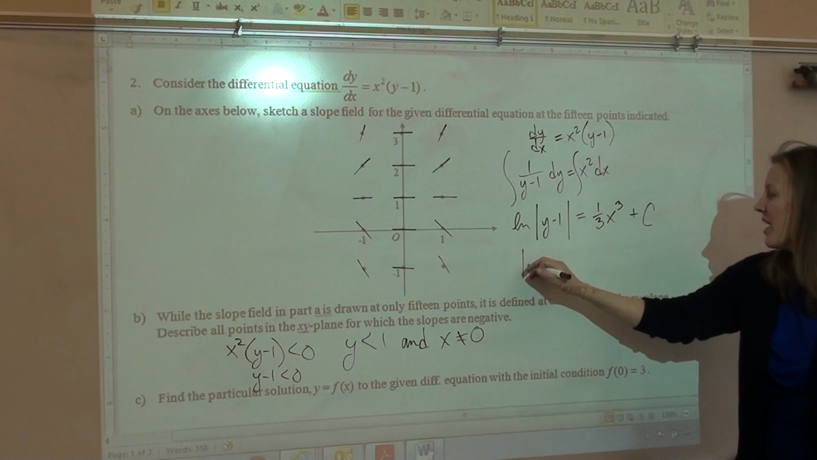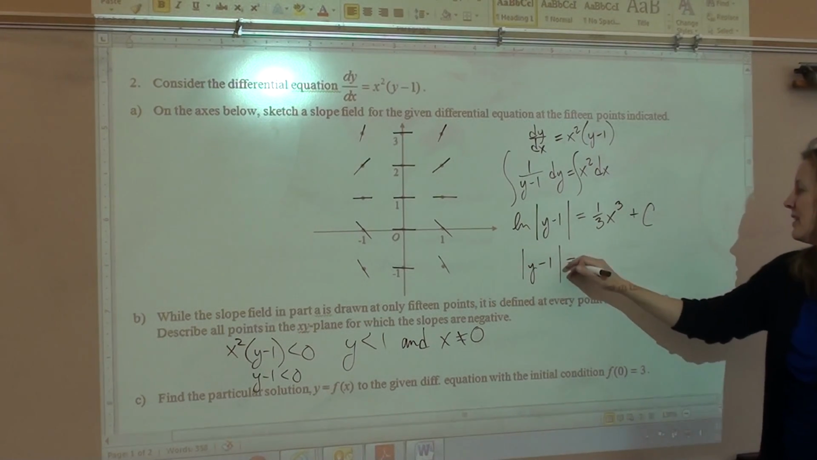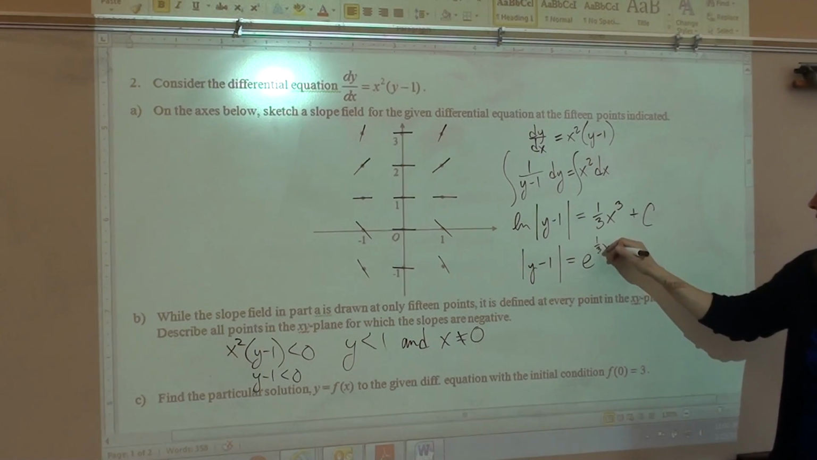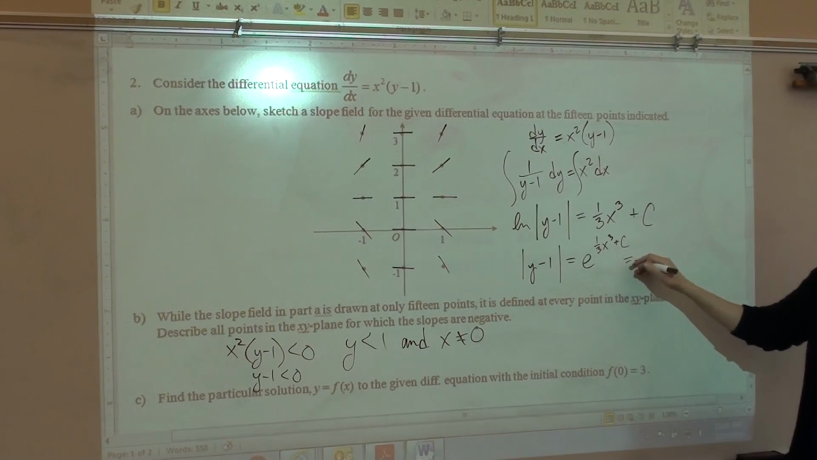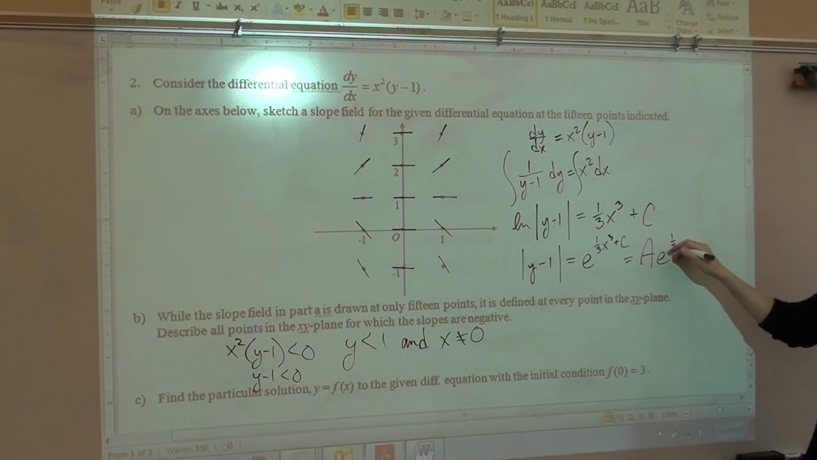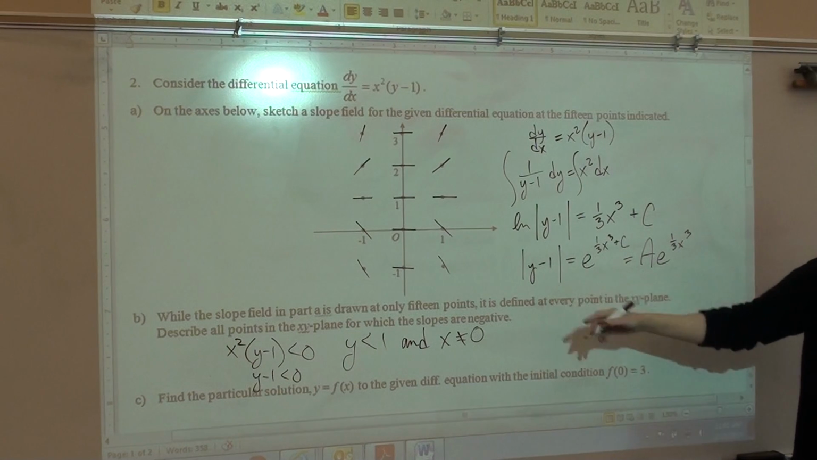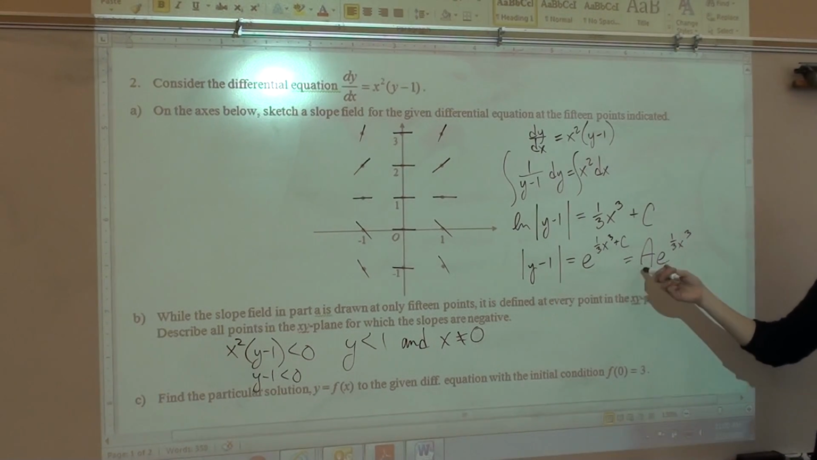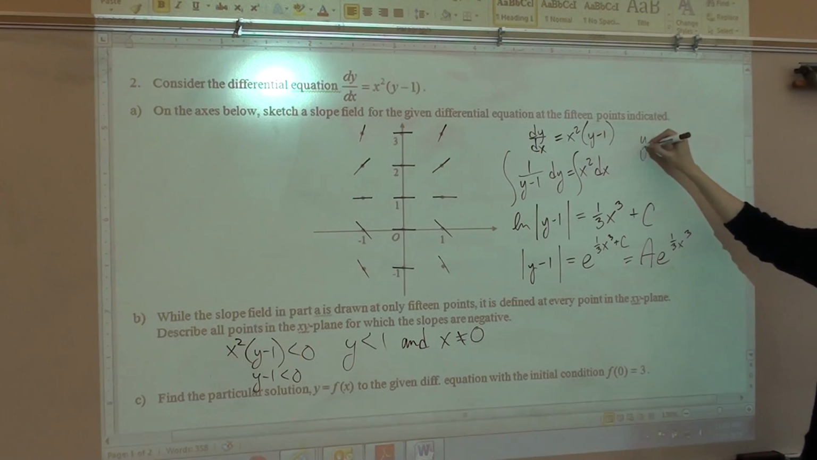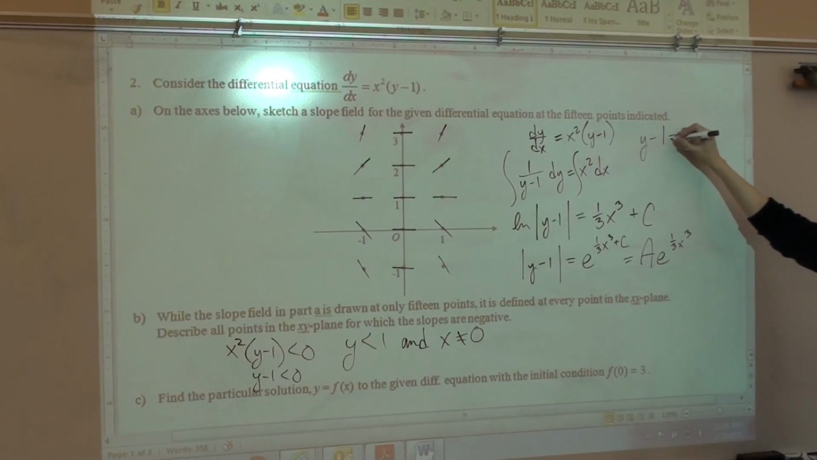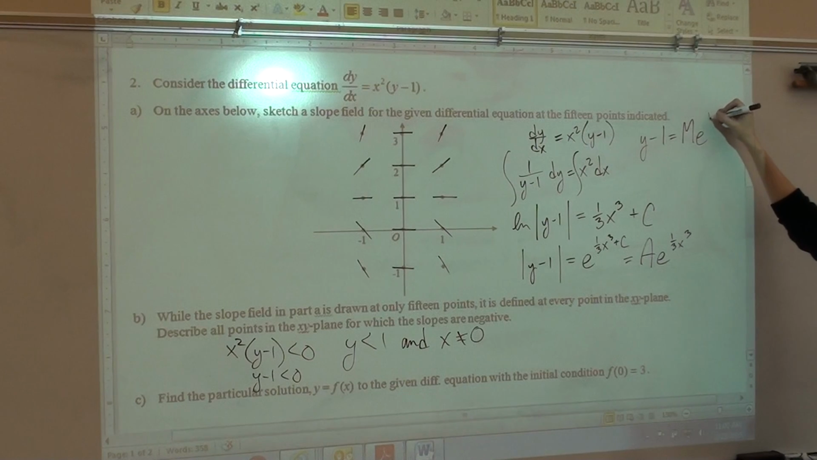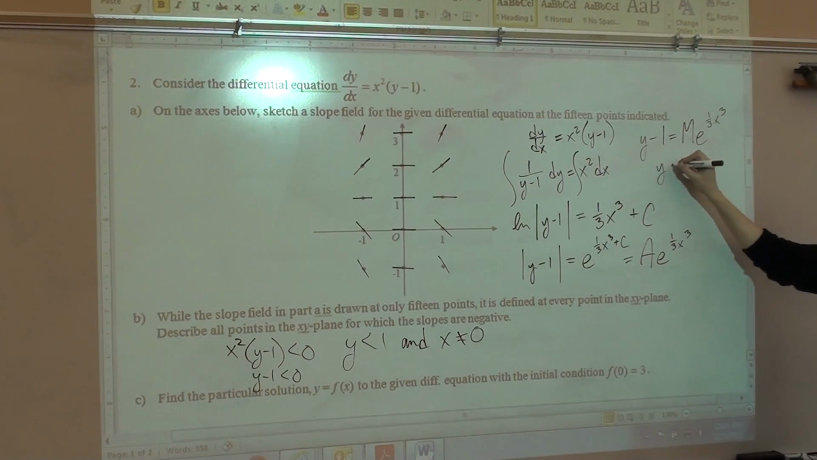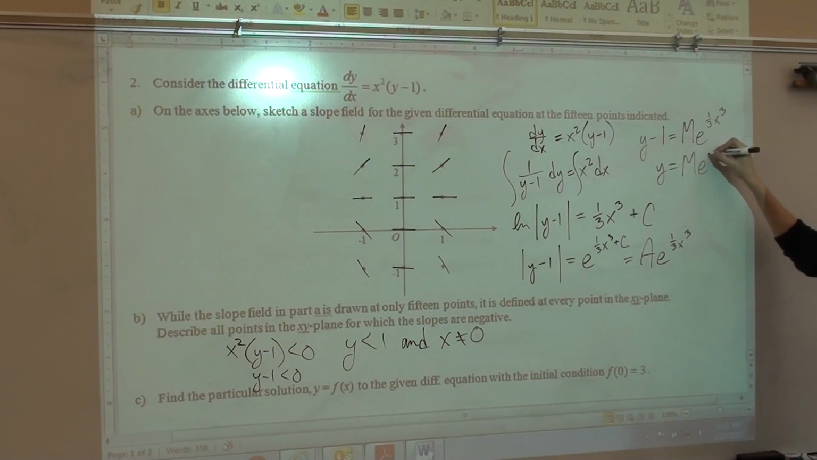We have absolute value of y minus 1 equals e to the 1/3 x cubed plus c, which we're going to call A e to the 1/3 x cubed. How do I drop the absolute value? Put a plus or minus on the other side, but since it can't be both, I'm just going to rewrite my constant as an m, assuming it's positive, which is a very safe assumption. So y equals m e to the 1/3 x cubed plus 1.